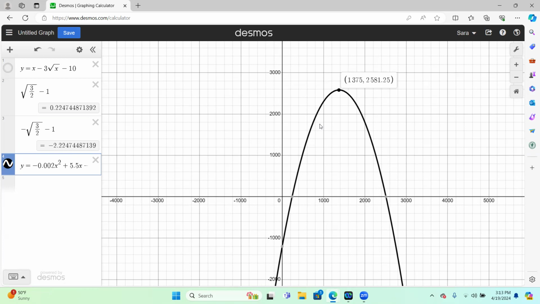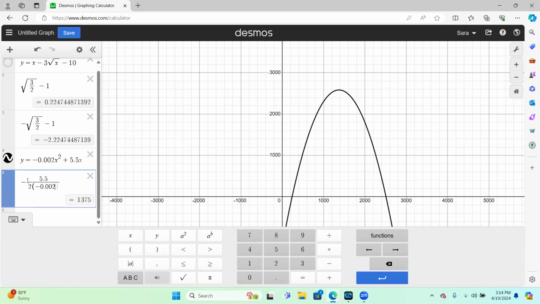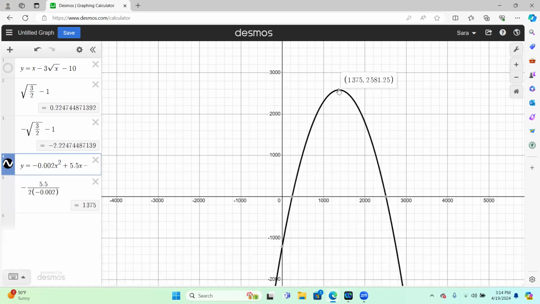1375, 2581.25. Now we could also just calculate the X value of the vertex, because that's going to give our maximum as well. That would be the opposite of B, which was 5.5, divided by 2 times A, which was -0.002. And that 1375 confirms what we found on the graph right there. Pretty cool.